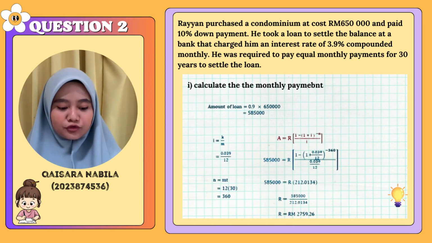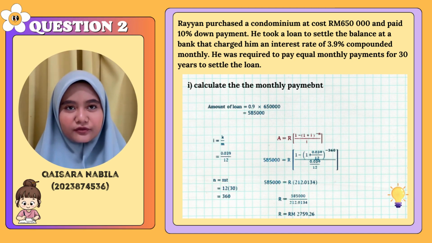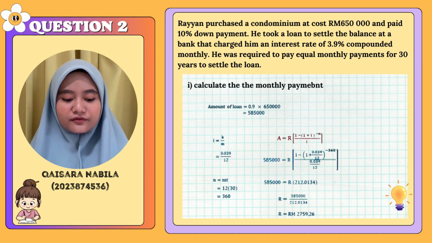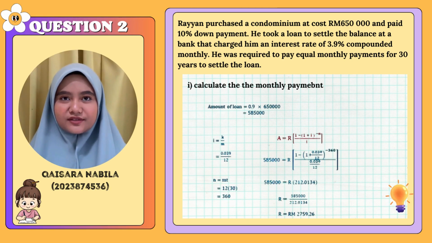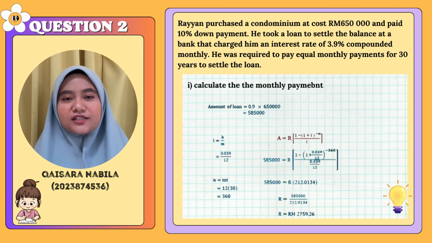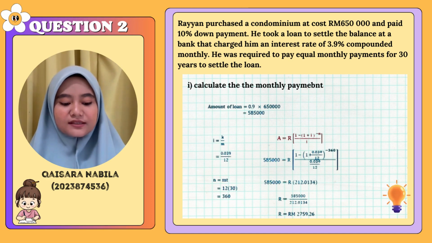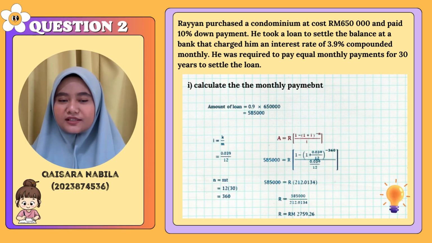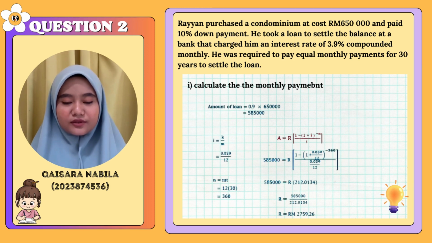The question asks us to calculate the monthly payment. So first we need to find the amount of the loan: 0.9 multiplied by 615,000 equals 585,000. Next, we need to find the interest rate per period. The formula is i equals k per m, which equals 0.039 per 12. Next we will find N equals mt, so 12 multiplied by 30 equals 360.